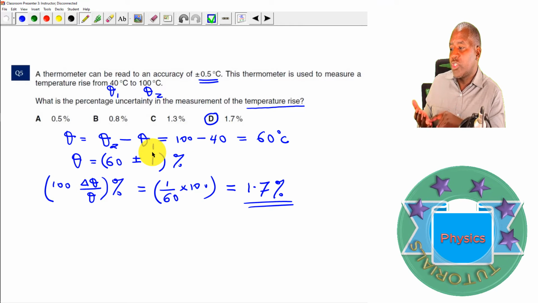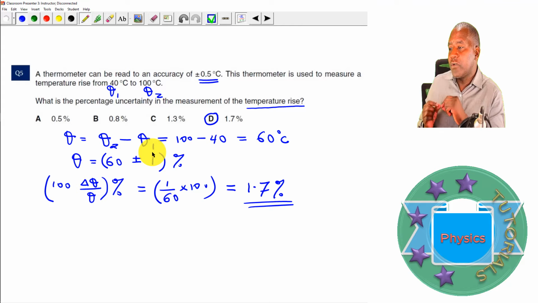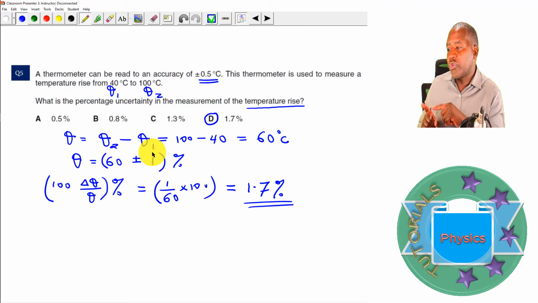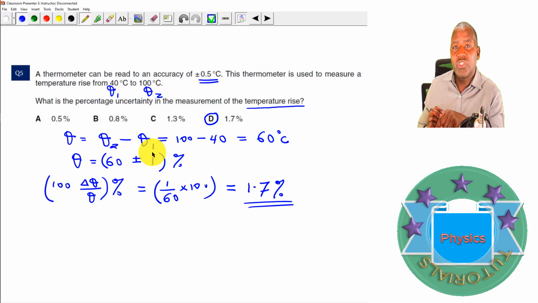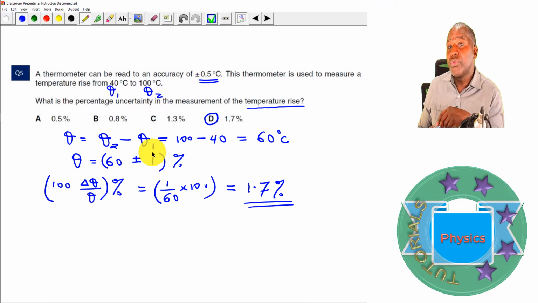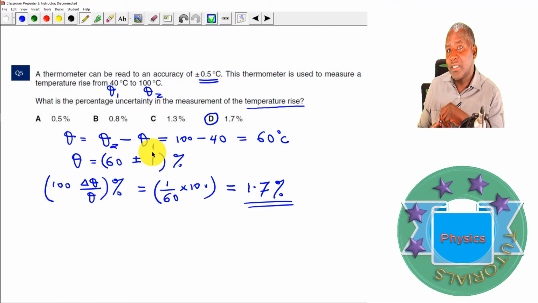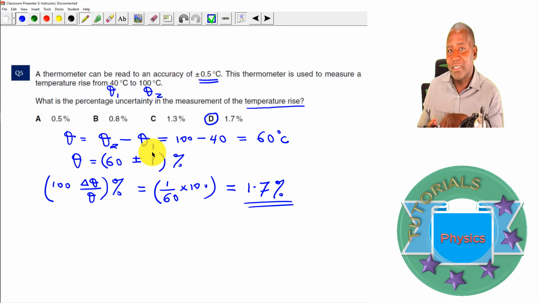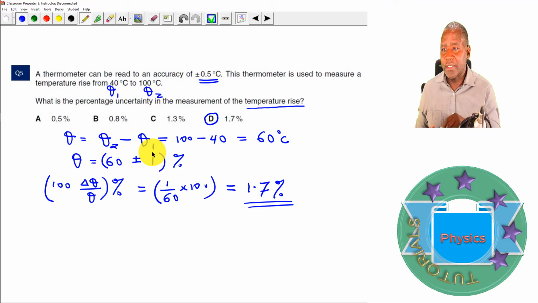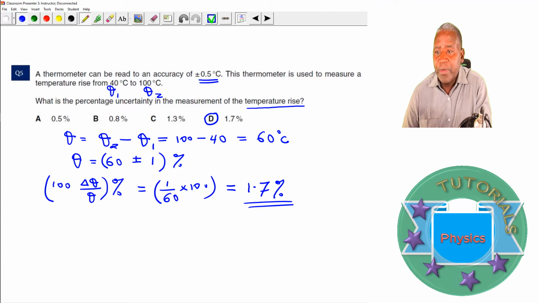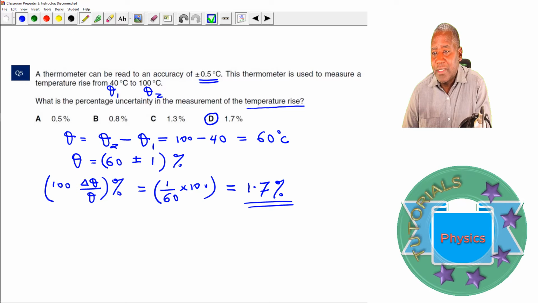This type of question forces us to move from absolute uncertainty to fractional uncertainty all the way to percentage uncertainty. Just follow the rules. Always ask yourself, when do you use absolute uncertainty? When do you use percentage or fractional uncertainty? It's important to do that. Let's look at the next example because it's going to give us more practice with uncertainties.